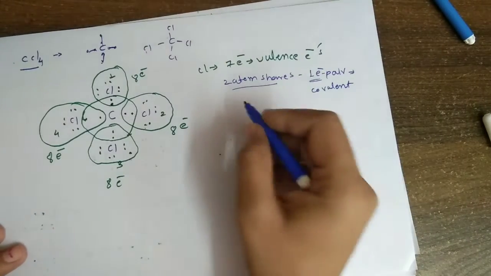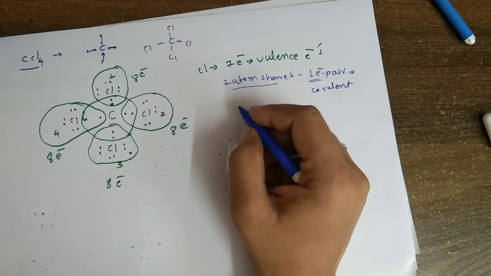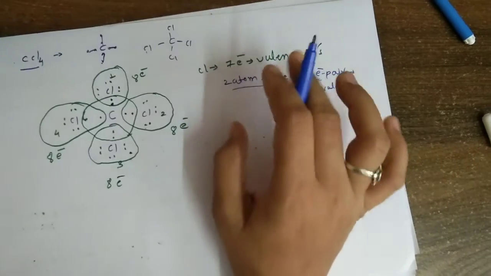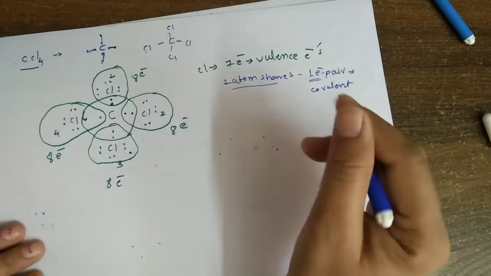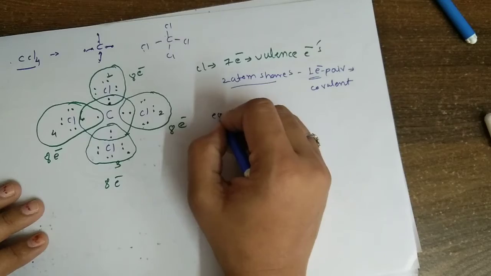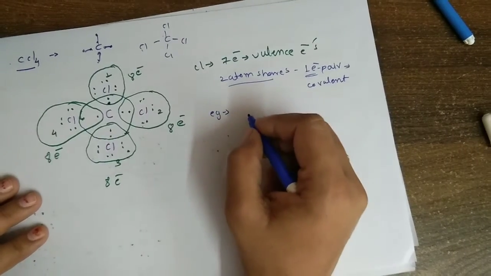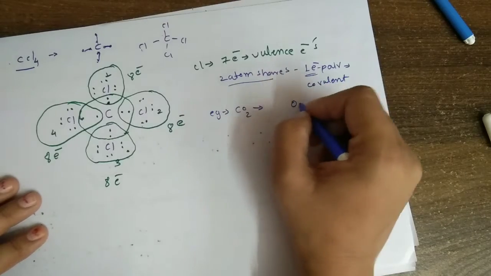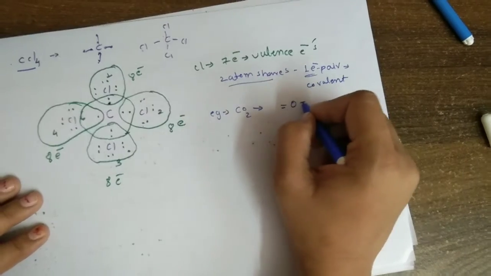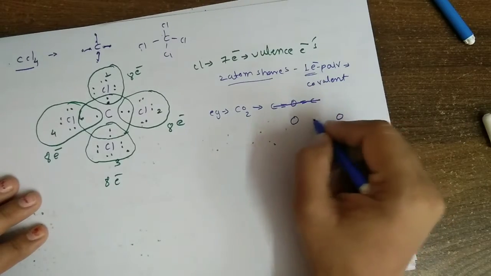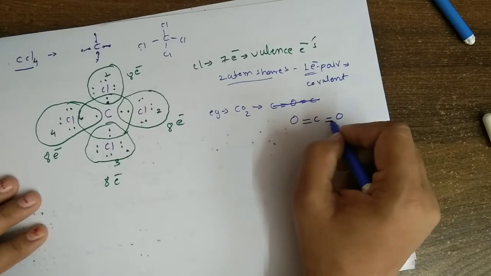Now if 2 atoms share two electron pairs, the covalent bond between them is called a double bond. Let's see the next example for multiple bonds, or the double bond. The example is CO2. We can write the CO2 with the carbon in the middle and the 2 oxygens on either side of it.